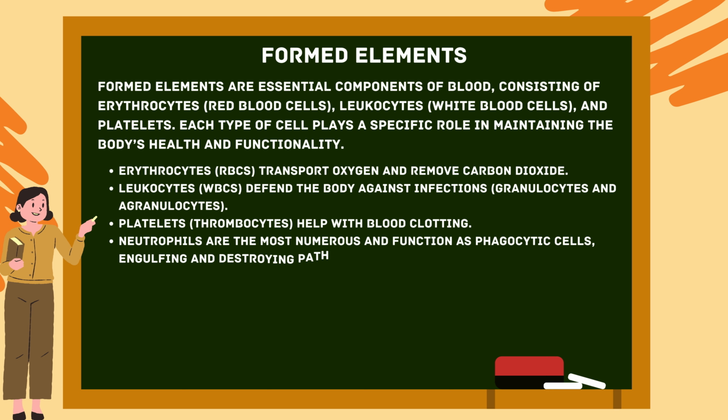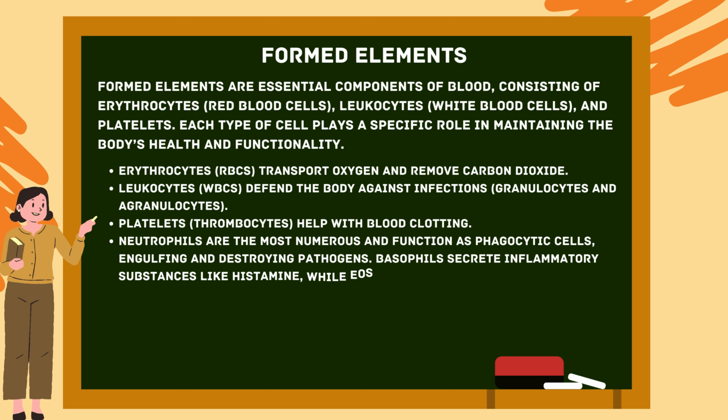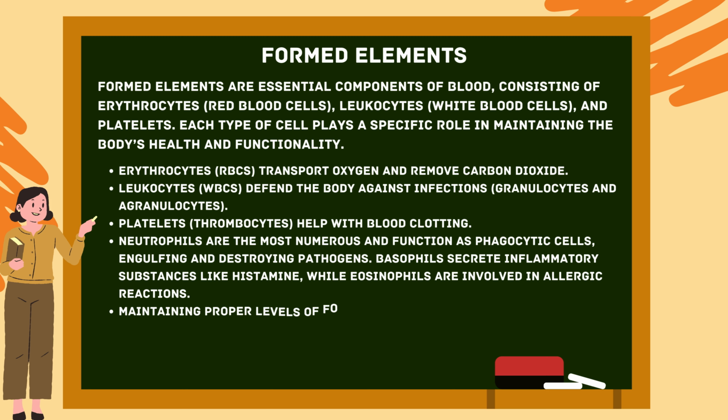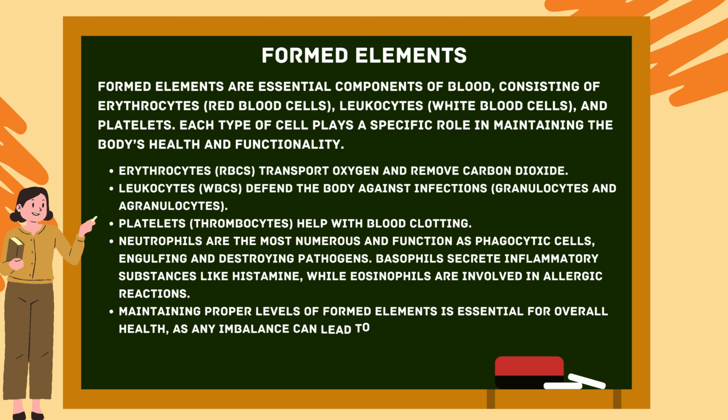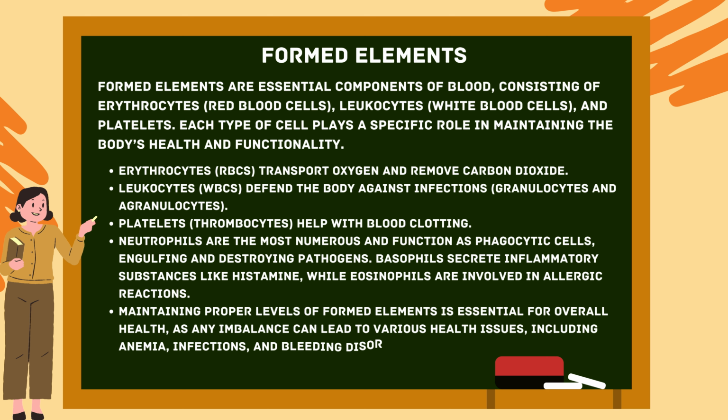Erythrocytes, RBCs, transport oxygen and remove carbon dioxide. Leukocytes, WBCs, defend the body against infections: granulocytes and agranulocytes. Platelets, thrombocytes, help with blood clotting. Neutrophils are the most numerous and function as phagocytic cells, engulfing and destroying pathogens. Basophils secrete inflammatory substances like histamine, while eosinophils are involved in allergic reactions.